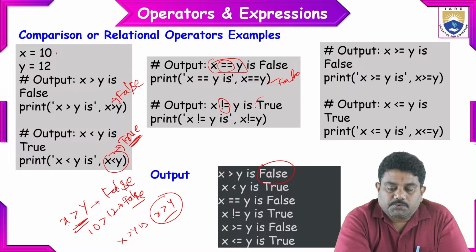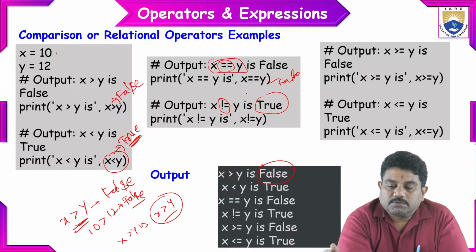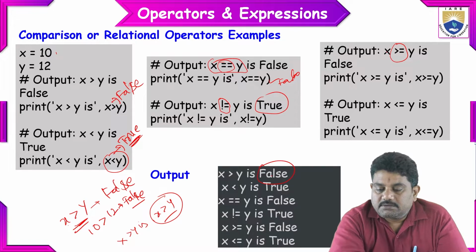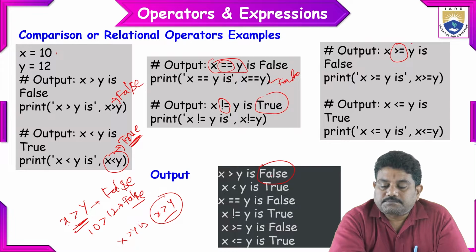So it returns true. Next, x greater than or equal to y. What does this condition, greater than or equal to, represent? If the left side quantity is greater than or equal to y, the operand on the right side of the operator, then it returns true.